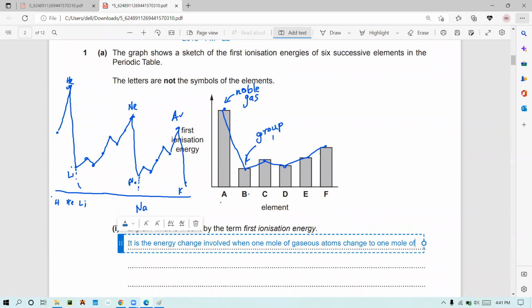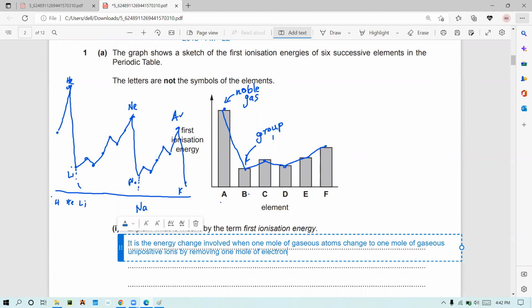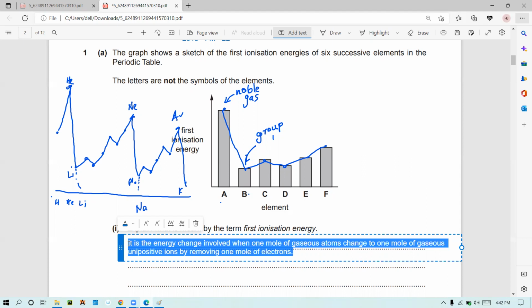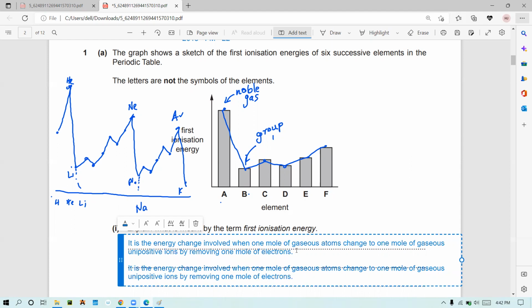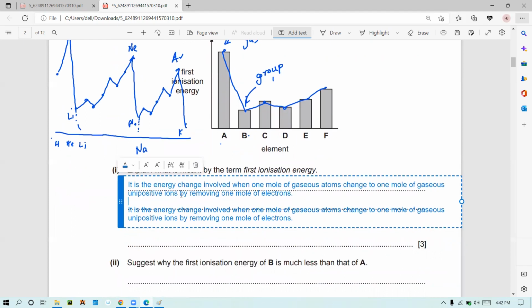1 mole of gaseous unipositive ions by removing 1 mole of electrons. This is 1. I can modify this answer a little bit to write the second answer. Actually, it's the same thing. In the exam, we can write one of these, not both.